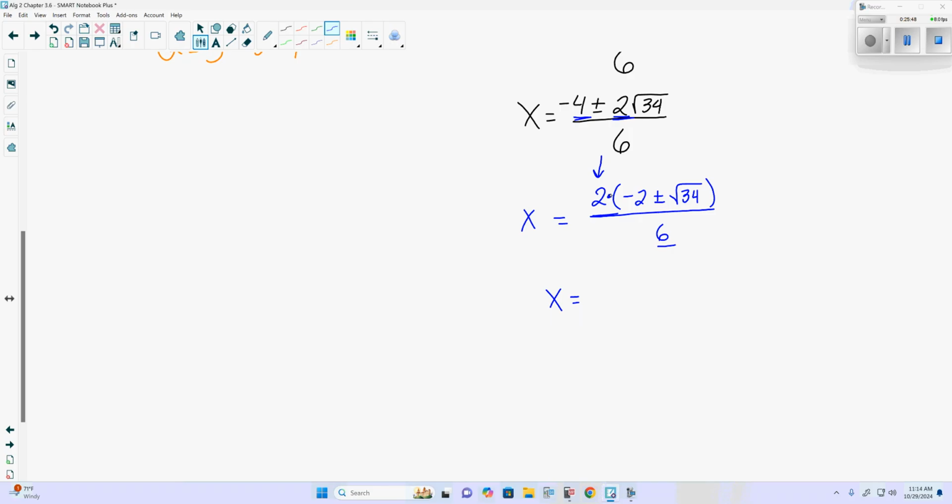We need this multiplication. Because now we can simplify the 2 and 6. Because 2 over 6 reduces to 1/3. We have 1 on top, 3 on bottom. Which really just means the top is negative 2 plus or minus the square root of 34. So this is simplified form. Questions on this here?